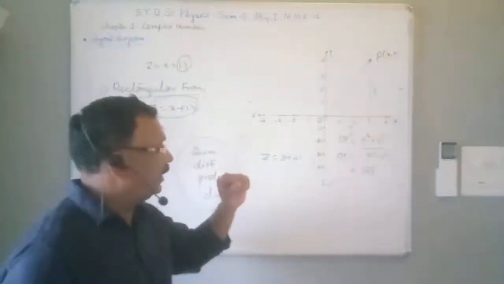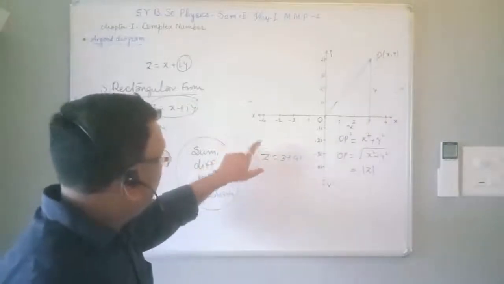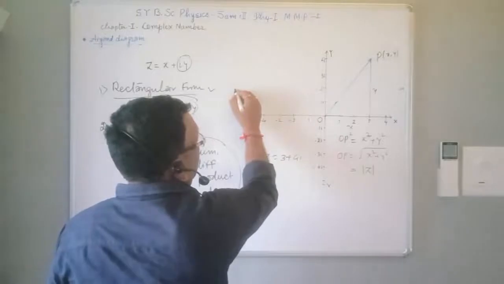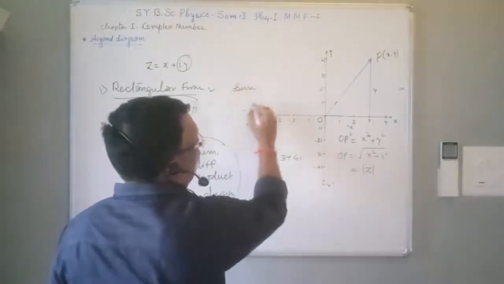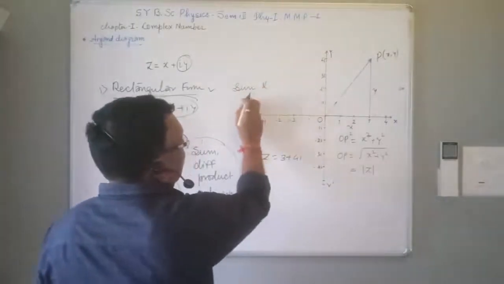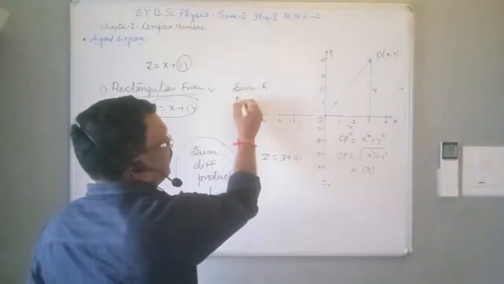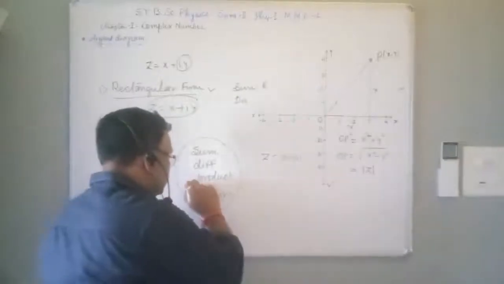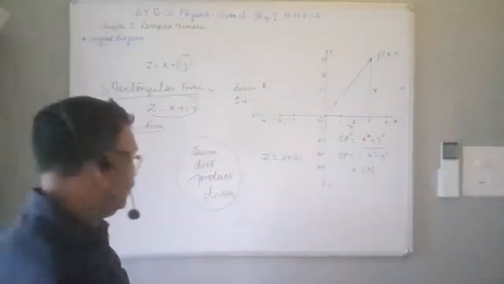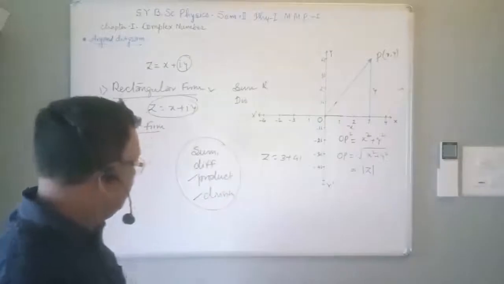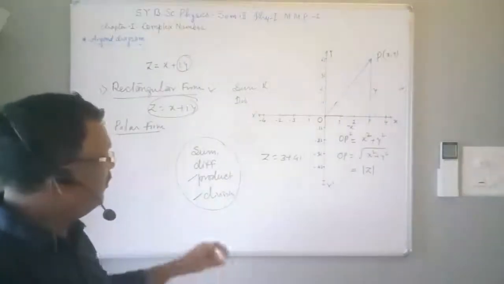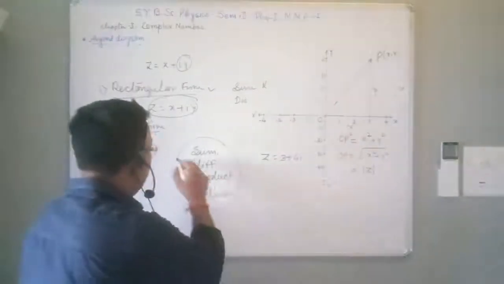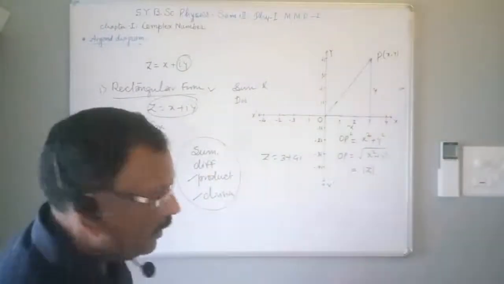The next form, polar form. One thing should be remembered, that by using the rectangular form, algebraic sum and algebraic difference of two complex numbers is possible, but the product and division of two complex numbers is not possible by using the rectangular form. For this purpose, the polar form and exponential form are necessary.